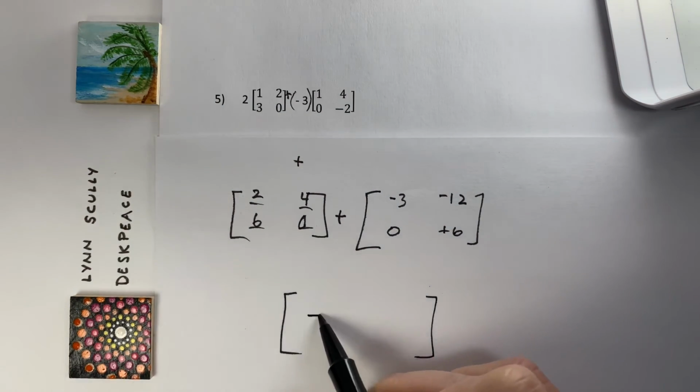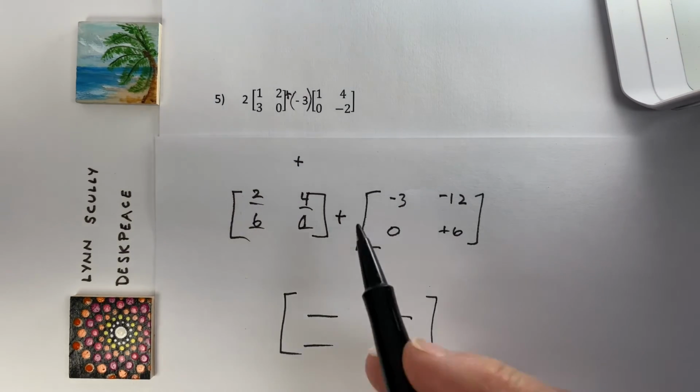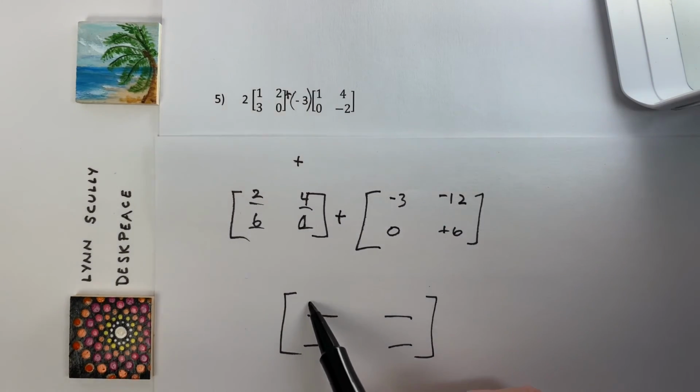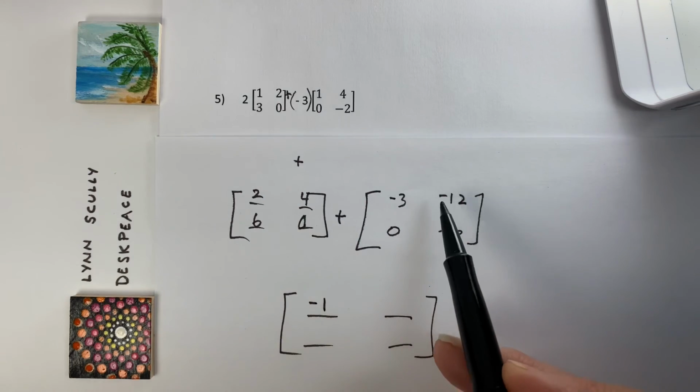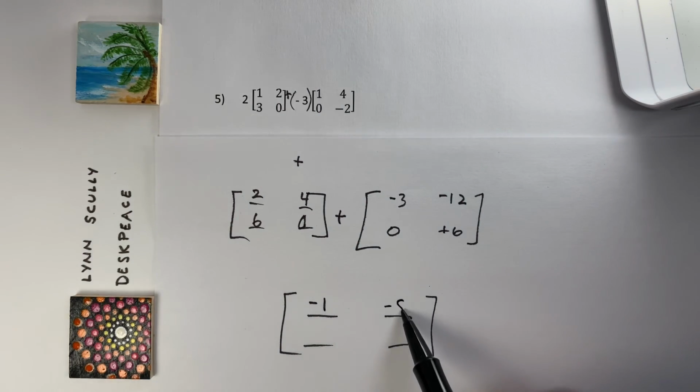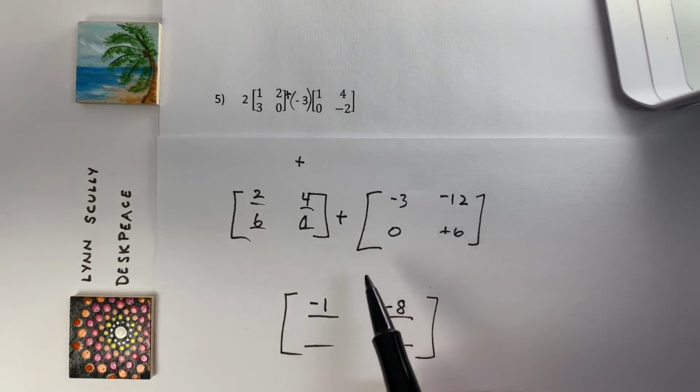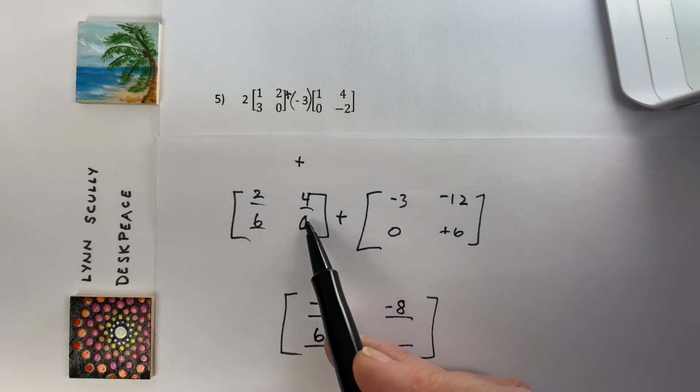So my total sum matrix will now be 2 plus negative 3 is negative 1. 4 plus negative 12 is negative 8. 6 plus 0 is 6. 0 plus 6 is 6.